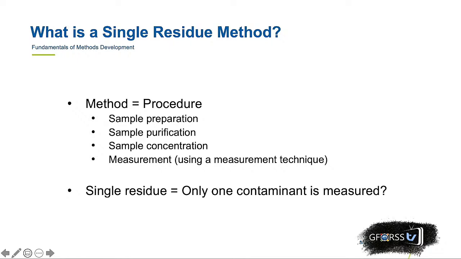A method typically comprises steps for sample preparation, including homogenization and extraction, purification, adjustment of the concentration either through concentration or dilution, and measurement. A single residue method is one that measures only one component, but sometimes a group is considered one, like aflatoxins, for example. In the case of aflatoxins, there are 4 separate aflatoxins, and we could measure them together as one, or individually, depending on the measurement technique that we choose and the purpose.